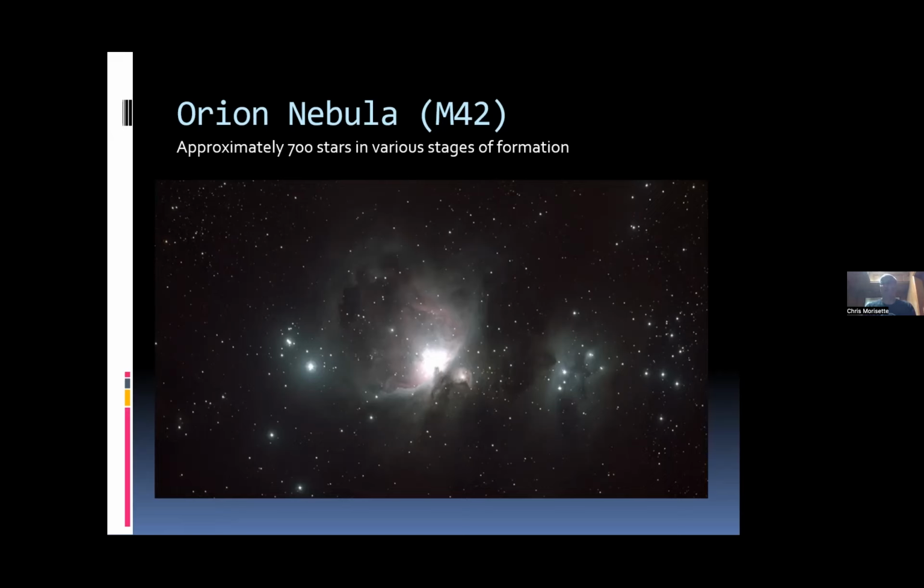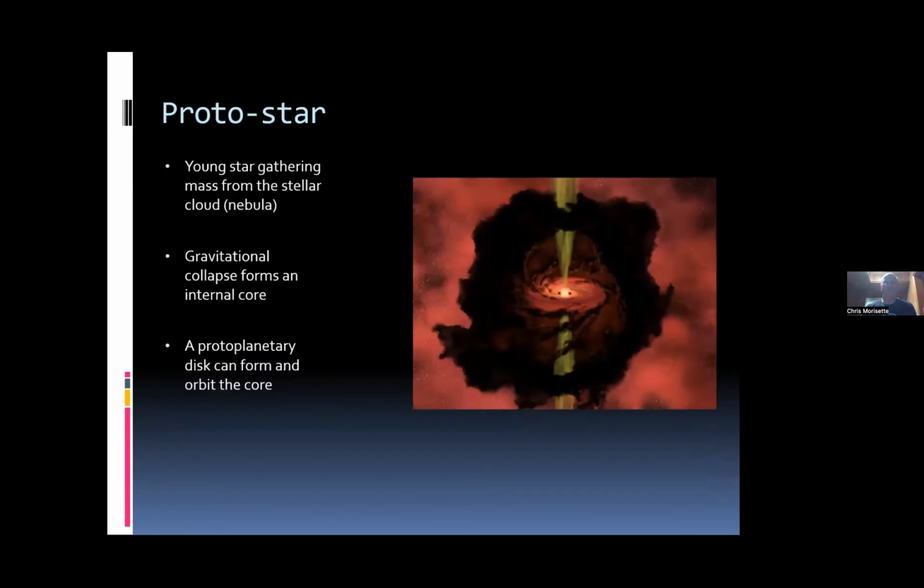There are currently about 700 stars in various stages of formation, and many of these stars, I believe, are protostars. I tried to get a reconciliation of the number of protostars versus the total number of stars in the various stages of formation, but suffice it to say there are a number of protostars in the Orion Nebula. So what is a protostar?